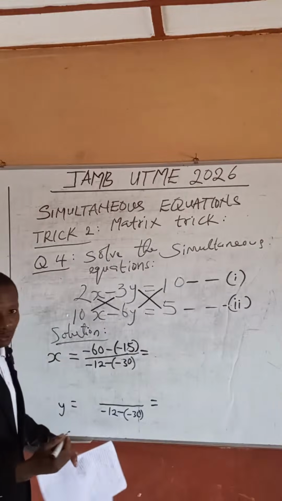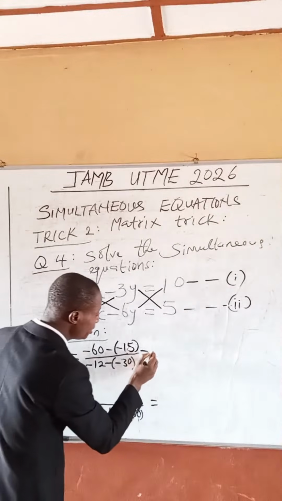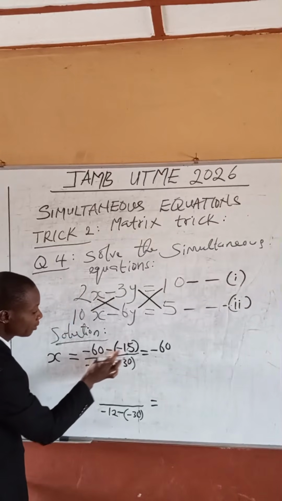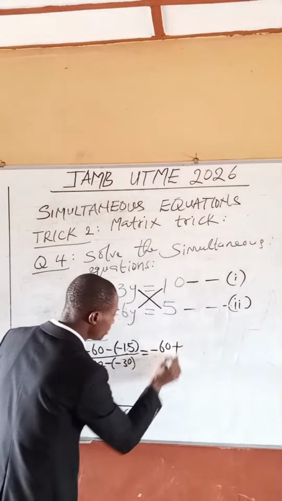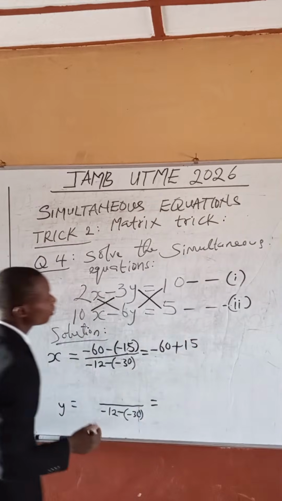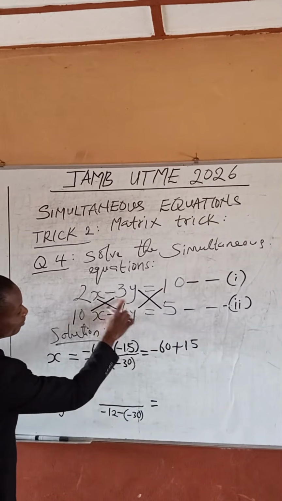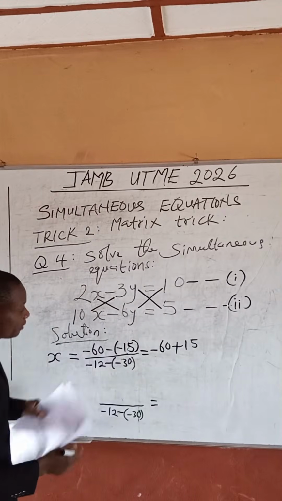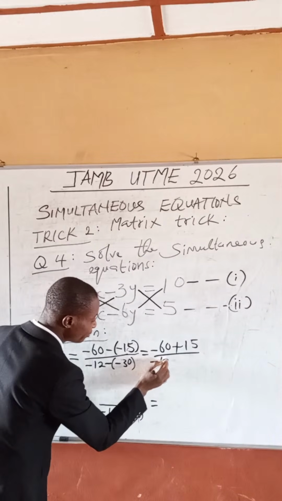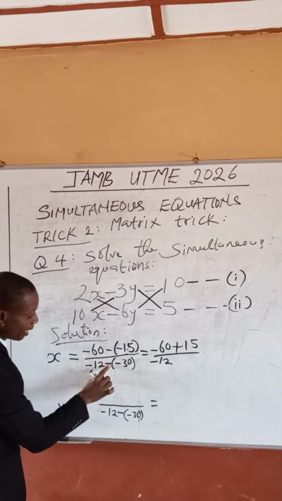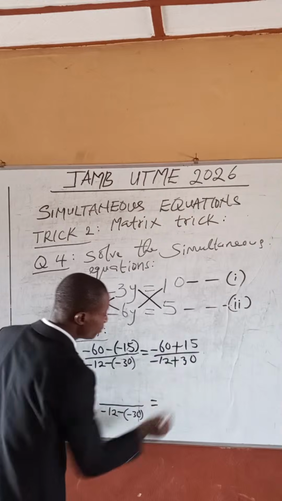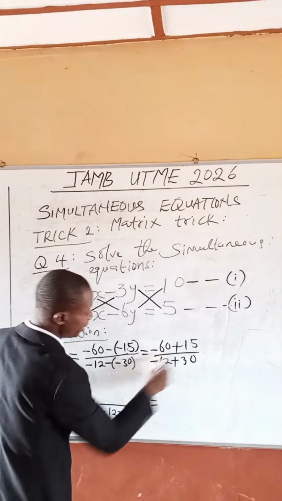So we can go ahead and simplify. That gives minus 60. Minus times minus is plus, so this is plus 15, and we know how we got this: 5 times 3 gave us 15. We can do the same here: minus 12, then minus times minus is plus, that is plus 30.